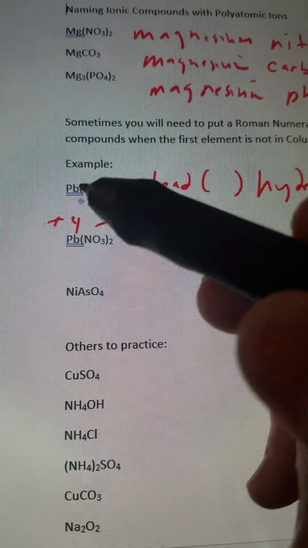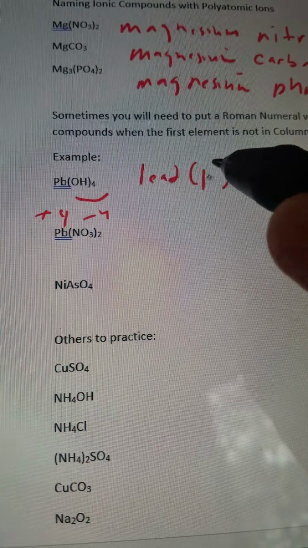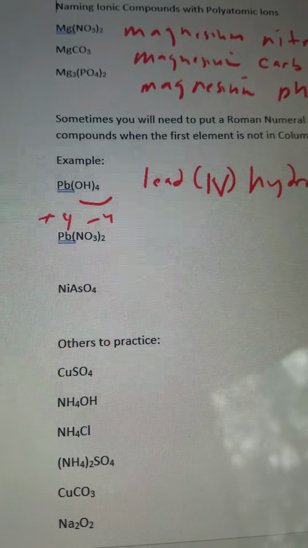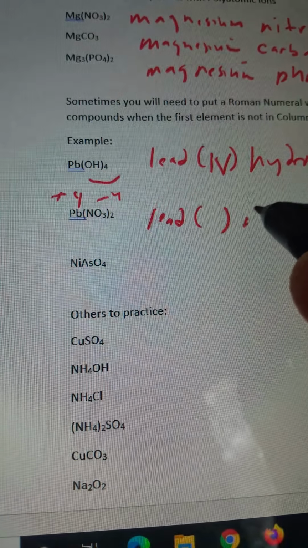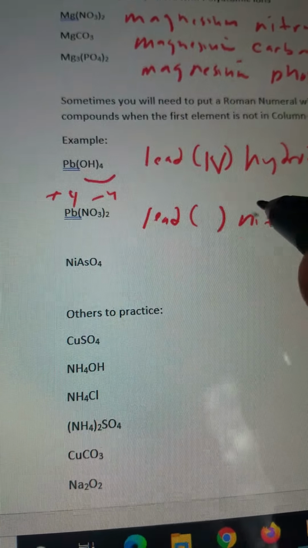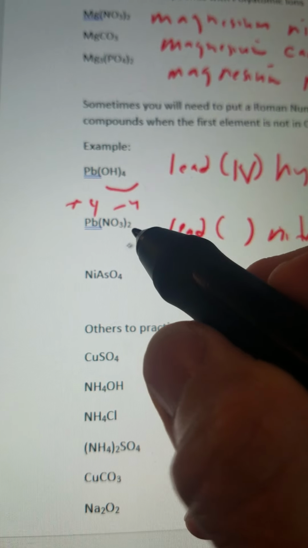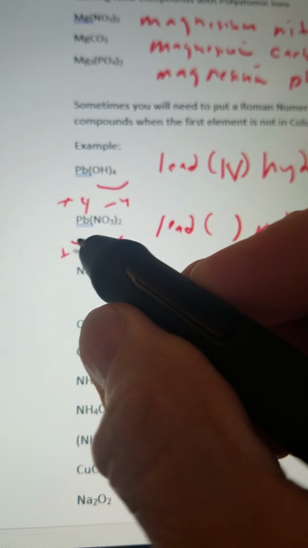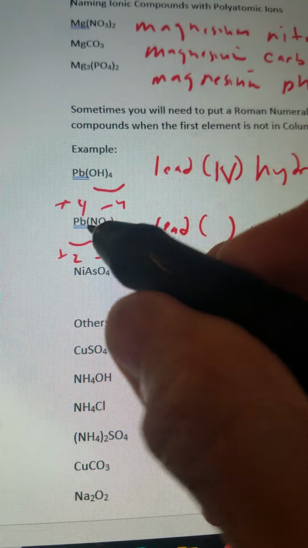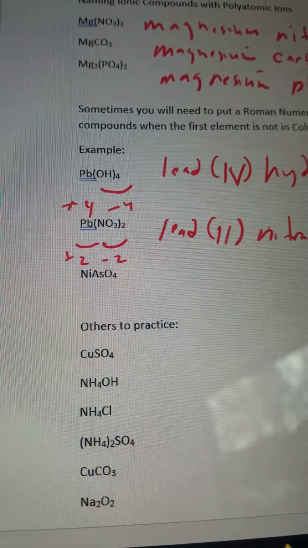Since there's not a subscript here, then we simply use the 4 as our Roman numeral. If we're looking at the next one, again we have lead, so we know that it needs a Roman numeral. The NO3 is nitrate. Nitrate has a -1 charge, so the NO3 has a -1 charge, but I have 2 of them, so that's going to make this half a -2, so the lead's going to need to be a +2. And again, since there's no subscript here to divide that into, you simply use 2 as your Roman numeral.